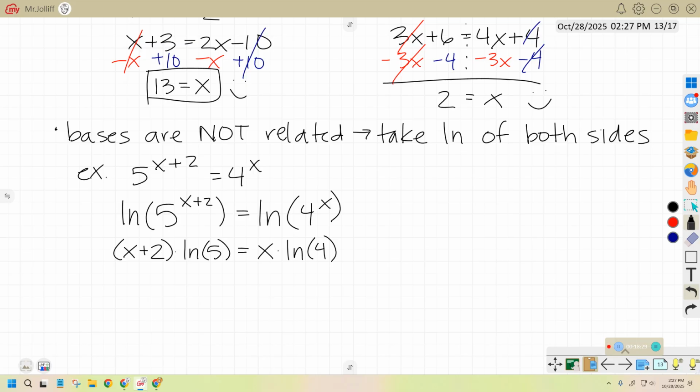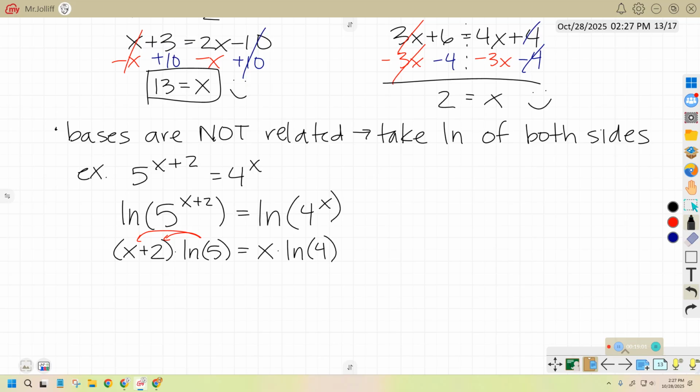X times some numbers. We can deal with this. Keep in mind, ln of 5 is a number in my calculator. ln of 4 is a number in my calculator. It's gross, but it's just a number. So I have x plus 2 times something. I want to get rid of those parentheses. What should I do? Starts with a D. Distribute. Yeah, I should multiply that number through the parentheses.